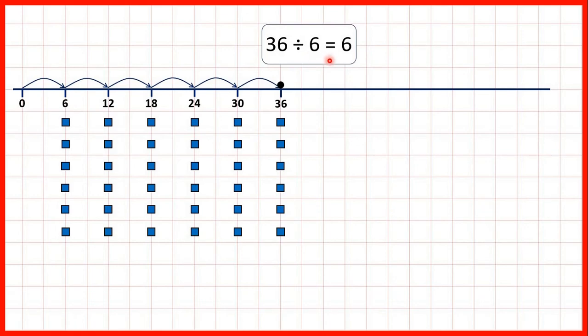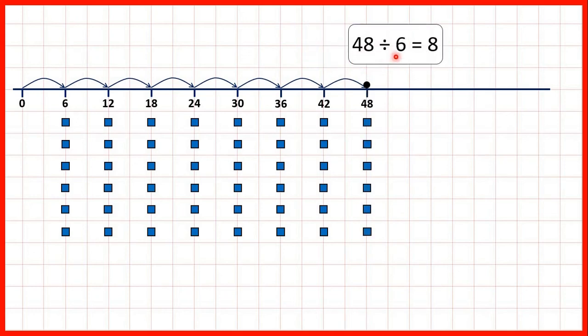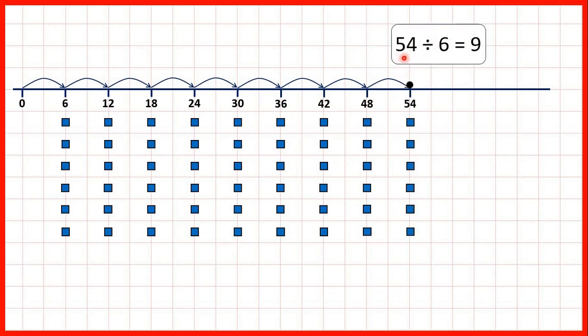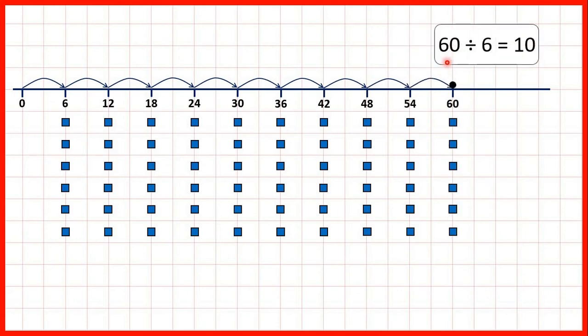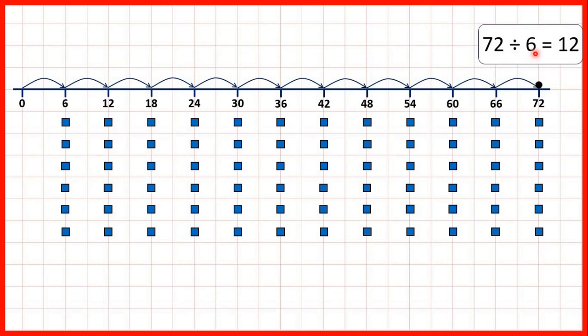36 divided by 6 is 6. 42 divided by 6 is 7. 48 divided by 6 is 8. 54 divided by 6 is 9. 60 divided by 6 is 10. 66 divided by 6 is 11. And 72 divided by 6 is 12.